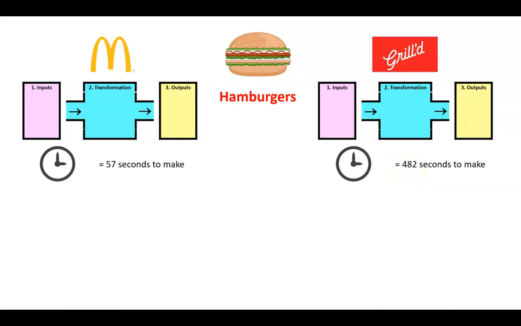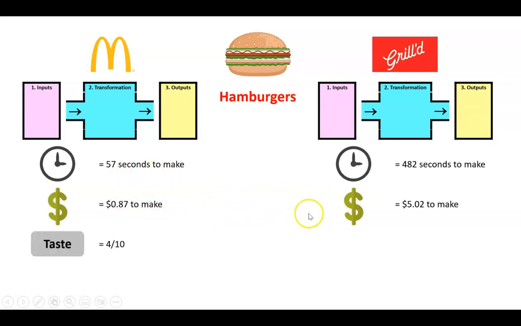But they're not trying to compete directly against each other. Grilled is making a better hamburger slower, whereas McDonald's is making burgers that aren't as good a quality, it's just making them much faster to sell more of them. And it might cost McDonald's an average of 87 cents to make a burger, whereas Grilled, it might cost them $5. And that's reflected in the different sale prices. The burgers at McDonald's are much, much cheaper than they are at Grilled.